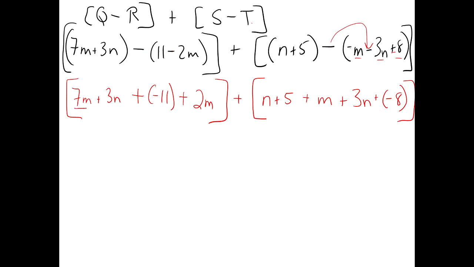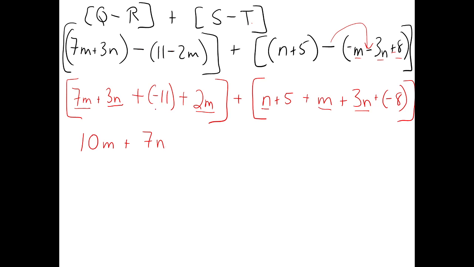So I'm going to add the 7m plus 2m. I'm going to come over here and I have one more m. So I have 7m plus 2m plus 1m. That's going to give me 10m. So there's my first term. I can come back and look at the n terms: I have 3n plus n plus 3n. So I have 3 plus 1 plus 3, so I'm going to say that that's plus 7n.